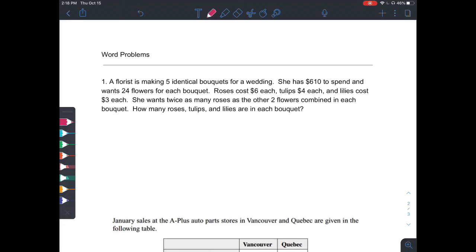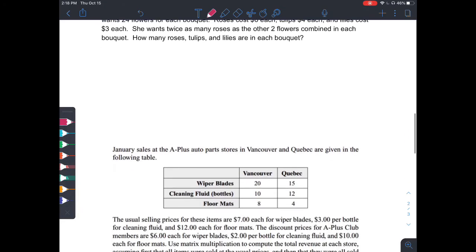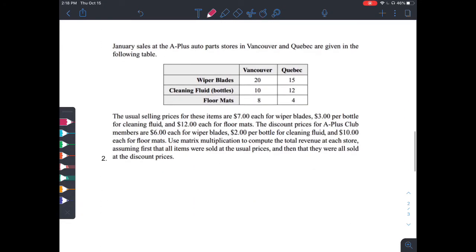Okay, so we're actually going to skip over this first example here and jump into the second one. So it says that the A+ Auto Parts stores in Vancouver and Quebec are given before, and so these are the amounts that were sold. So we want to find out how much of each was sold in each store. So the usual selling prices are 7, 3, and 12, and then the discount prices are 6, 2, and 10.